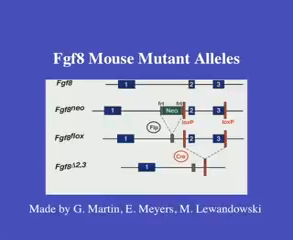Here's the wild type allele. This is called the neo allele that expresses about 30% of the normal amount of FGF8. Then there's a floxed allele that has 2 LoxP sites, which enable us to delete exons 2 and 3 using Cre recombinase to generate the FGF8 delta 2,3 or deletion allele.